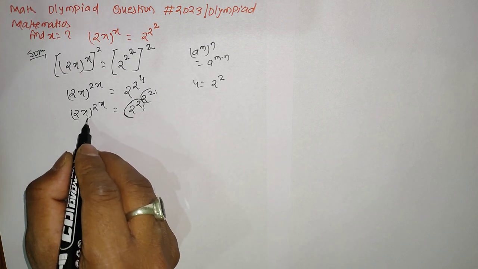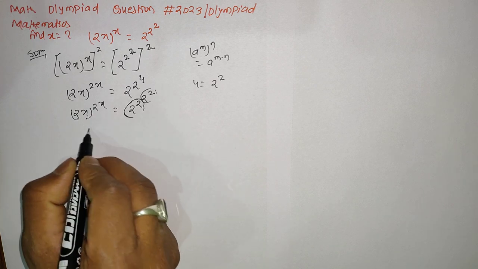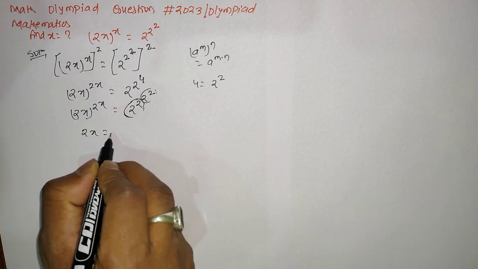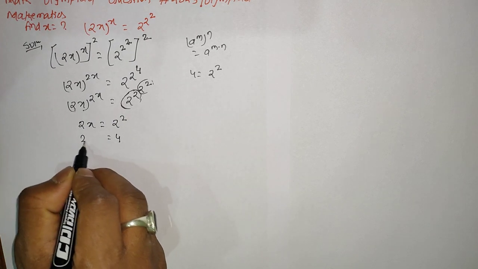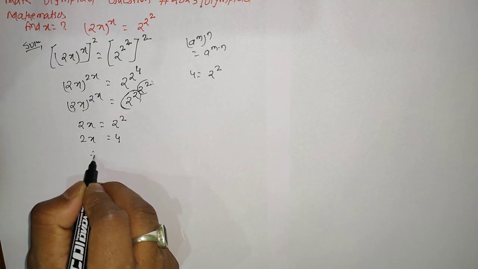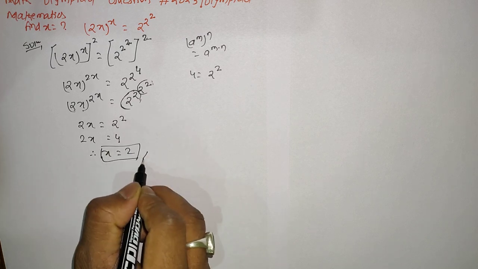So from here we can say that 2 power 2 times x equals 2 power 2, that is 2 power x equals 2 power 2. So 2 power 2 is 4, and 2 power x, 2 times x, so here we can get the value of x, it is 2. So this is our final value of x.